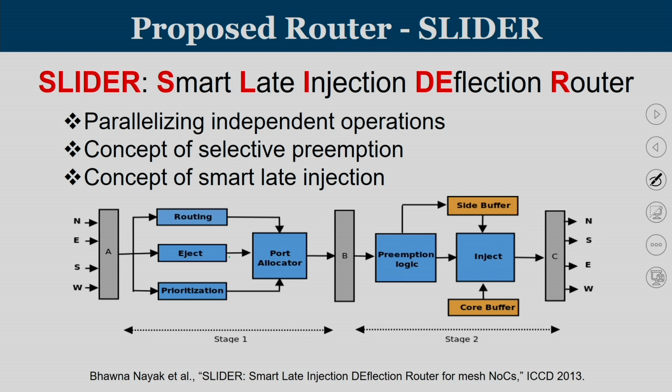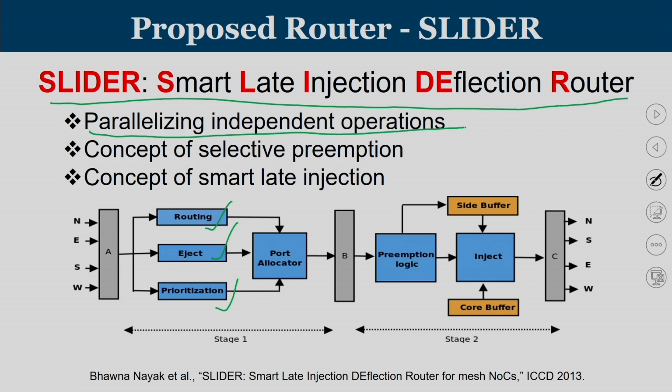So here was yet another proposal by Bhavna Nayak et al., published in the Conference on Computer Design in 2013. They were proposing a new router called Slider, the Smart Late Injection Deflection Router, where this is the router pipeline. It is just reorganizing the various units in D-bar itself. There are three units: the routing unit, the eject unit, and the prioritization unit.